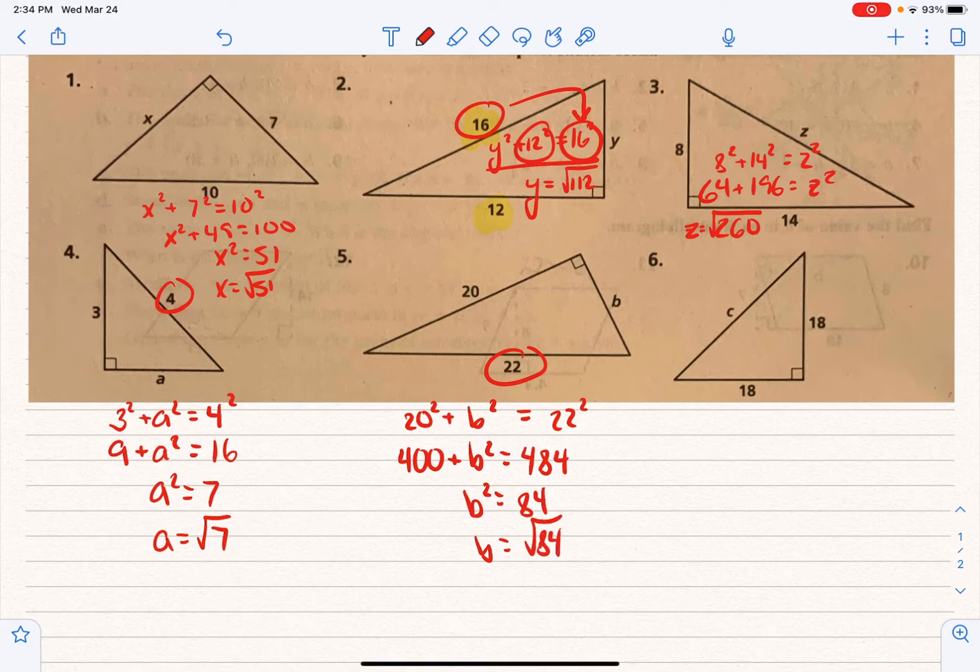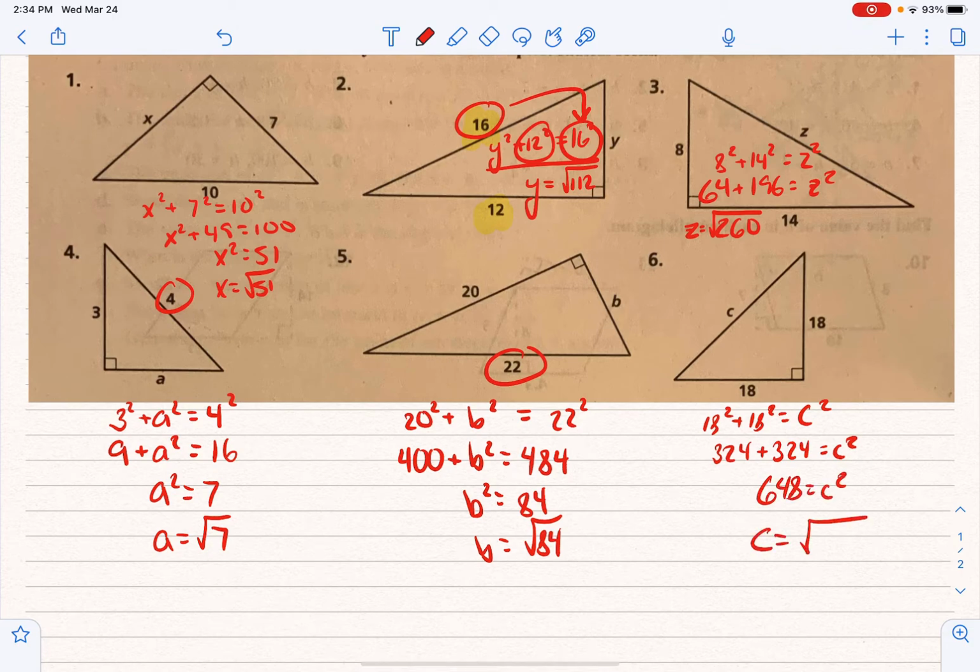And the last one, this is real easy. You've got two that are the same size, 18 and 18. And so I know 18 squared is 324. So this is going to be 18 squared plus 18 squared is equal to c squared. So I've got 324 plus 324 is equal to c squared. Double that, and what do you get? 648 is equal to c squared. So therefore, c is equal to the square root of 648. Not too bad. All right.